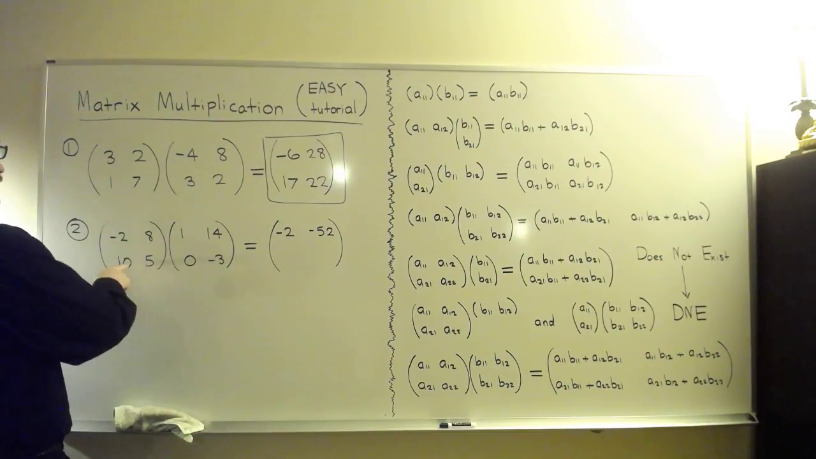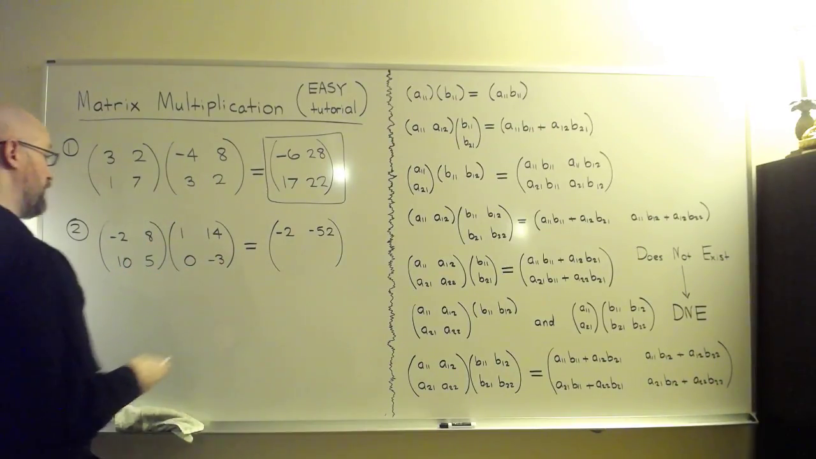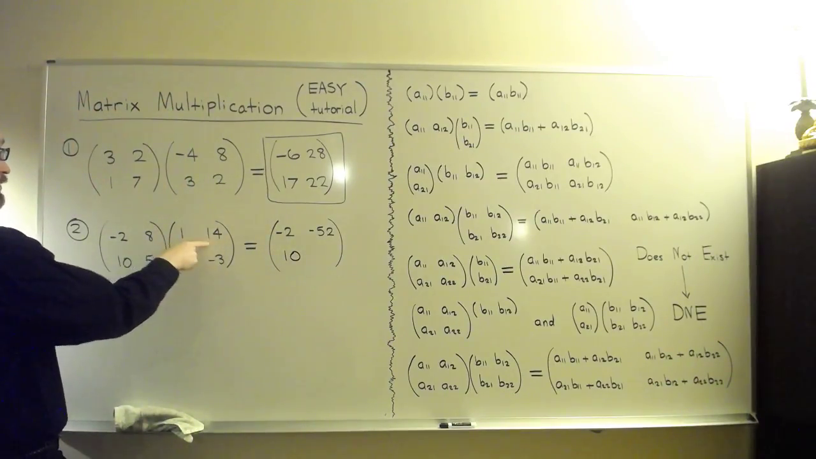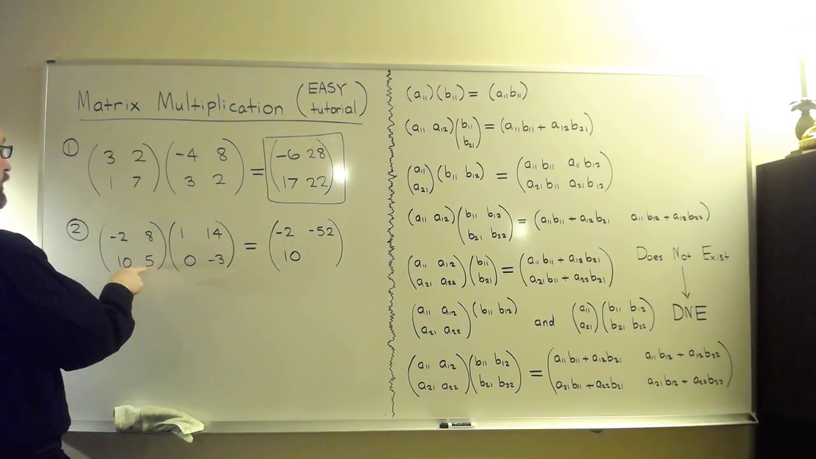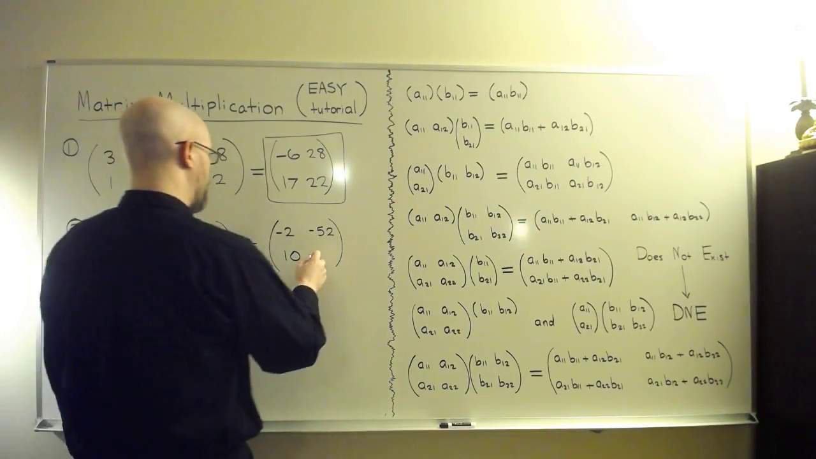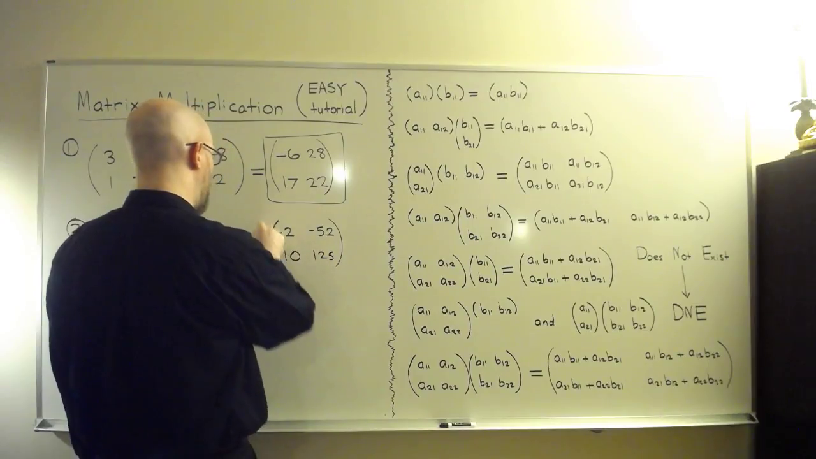And then we have the bottom entries, 10 times 1 and 5 times 0. So that's going to give us just 10. And then here, 10 times 14 is 140. 5 times minus 3, that's minus 15, so that should give us 125.